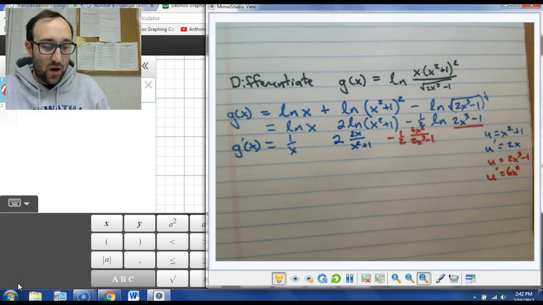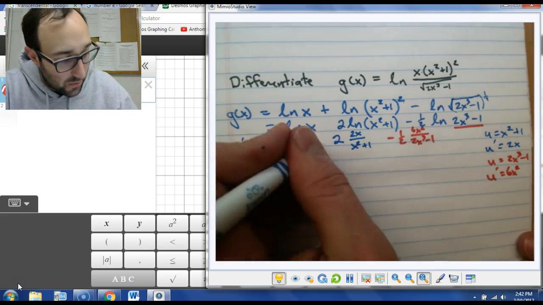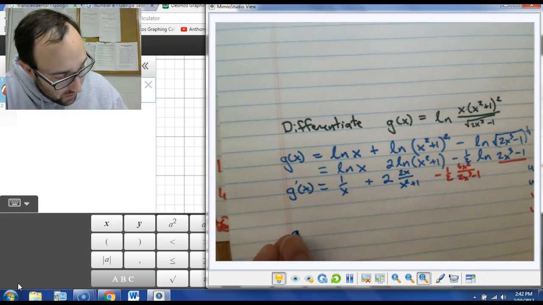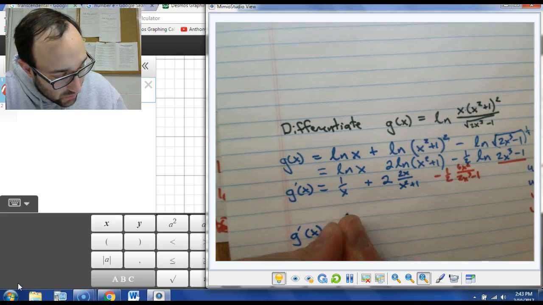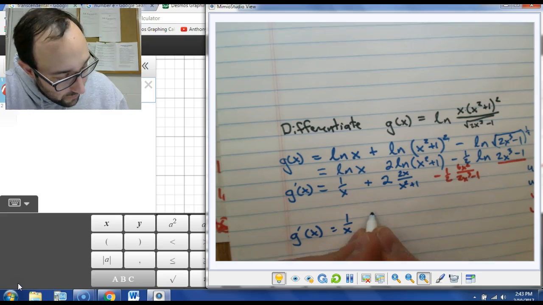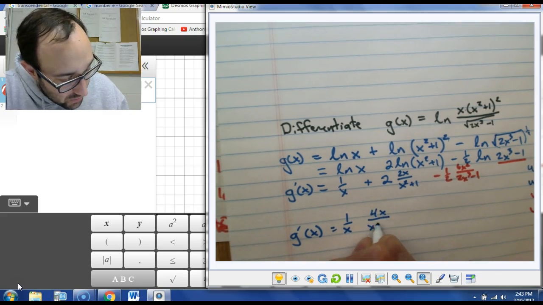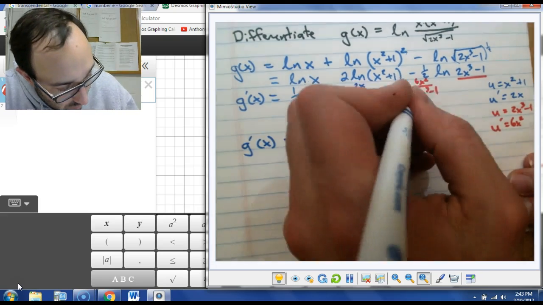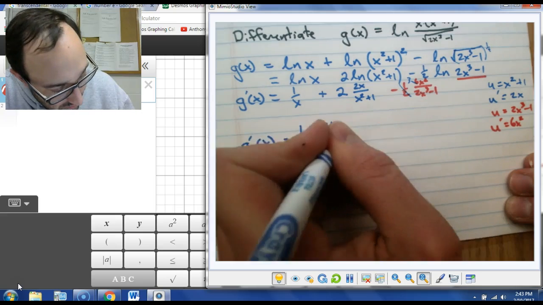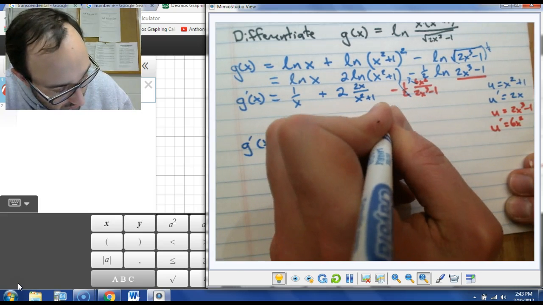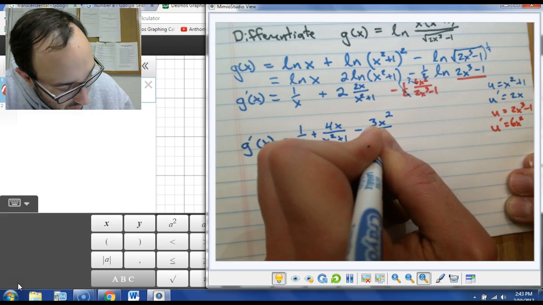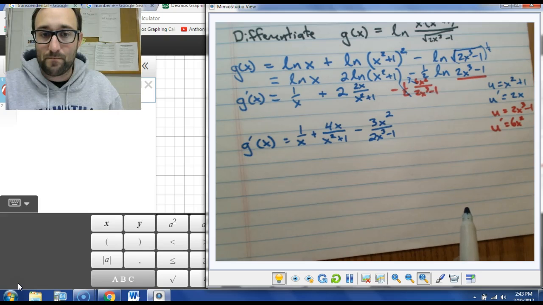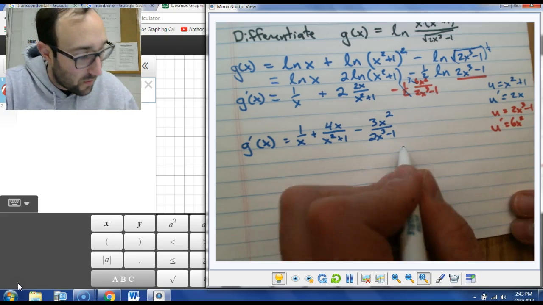There we go. So now all we have to do is just clean this up, make it look a little bit nicer, maybe reduce anything if we can, or multiply some of the stuff together. So we can just rewrite this final answer as g prime of x equals 1 over x. 2 times 2 is going to be 4x over x squared plus 1. Put the plus in between them. Alright, and then the last one, the 1/2 and the 6 cancel out, so that's going to be a 3. So minus 3x squared over 2x cubed minus 1. Hey, there we go. That's it. It's right here.